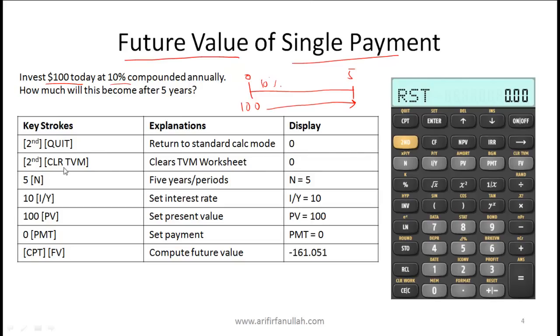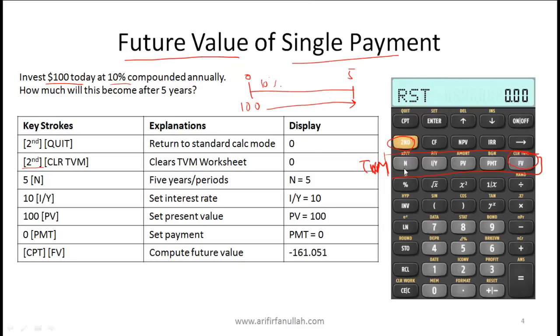Then the next thing you need to do is just clear the time value of money worksheet. The way you do that is hit the second button, which is here, and then clear TVM, which is here. So this clears your TVM worksheet. Just in case you have some numbers from before, this removes those numbers. Then you enter 5, so 5 and then N. Basically, we will be working with this row now. So this is basically your time value of money row.